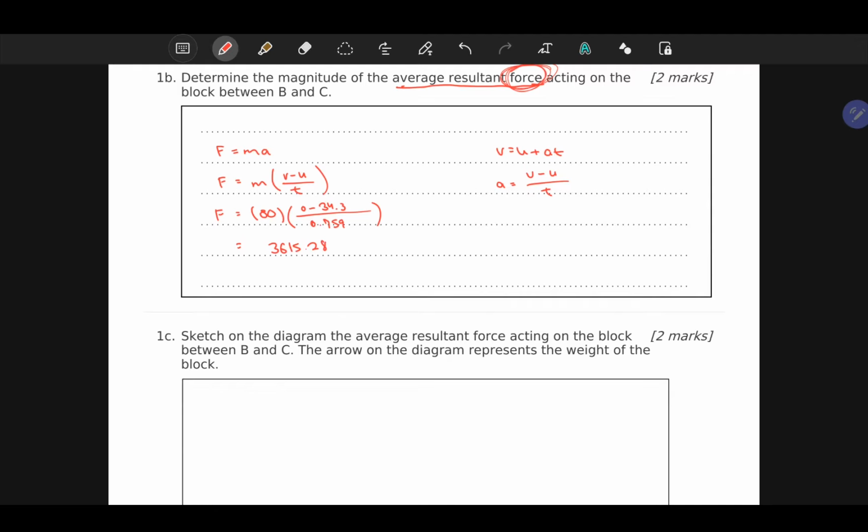Another thing, significant figures, right? And I forgot the units as well. So make sure when you're leaving the final answer, you go through it and make sure that everything is correct. So 3,620 newtons will be the adequate final answer. Some people will give you points for this, but the second one is how you should write it.